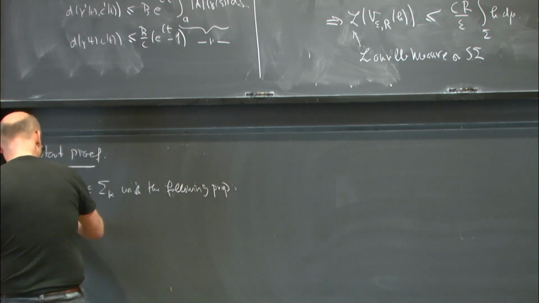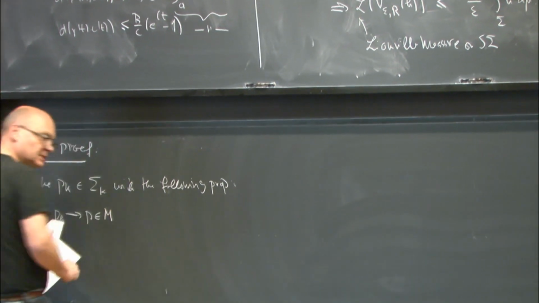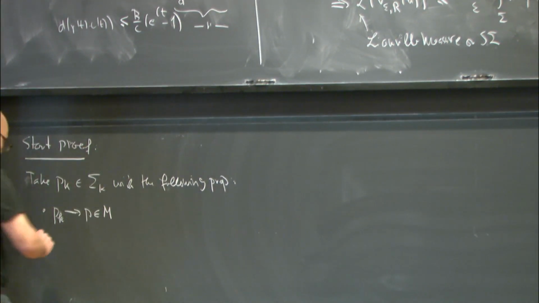So what do you need? First of all, the p_k converge to some p in M. This is, of course, possible. M is compact, no problem.